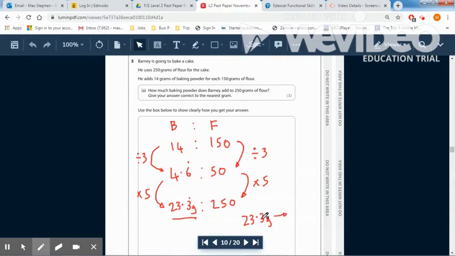So if we look at the 3, it's lower than 5, so we're going to round down. So it's just going to be 23 grams. That's your final answer.